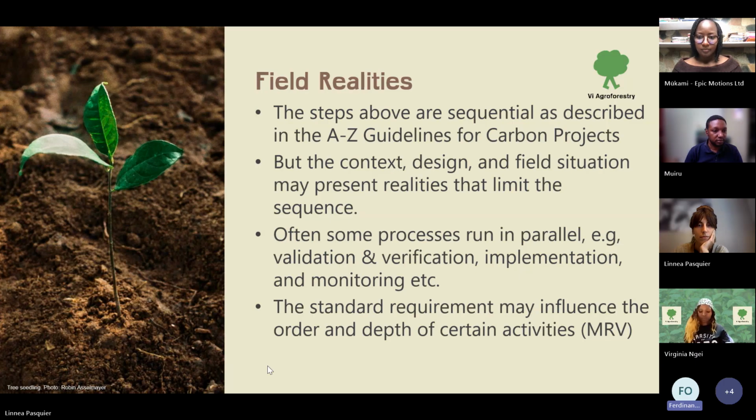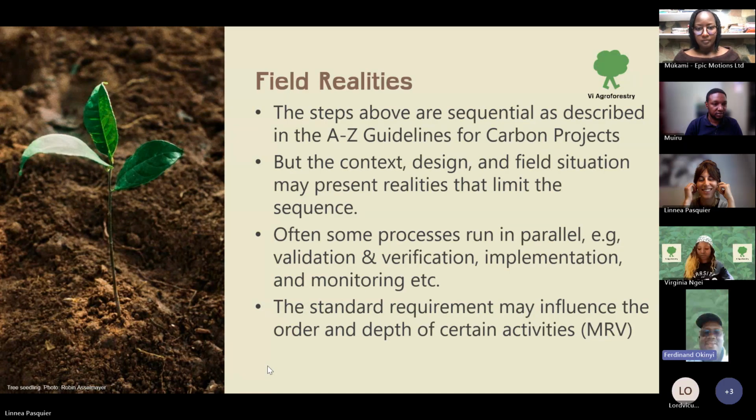So to the guests, my name is Ferdinand. Let me see if I can put on my camera. Yeah, okay, there I am. Ferdinand Okinyi is my name. I work as a project manager for the other carbon project, Mount Elgon Project. So I want to take it from here, but first, two comments.